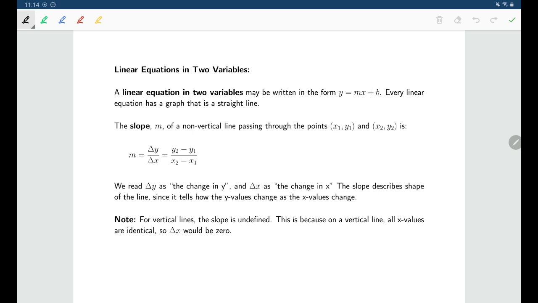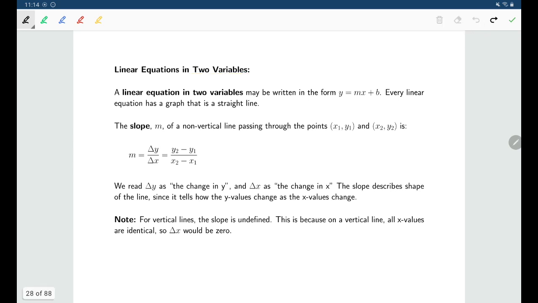Welcome back. In this video, we're going to be talking about linear equations in two variables, which are equations of straight lines. Just a reminder that when we say linear equations, we're talking about equations where the degree is 1. And since it's a linear equation in two variables, then that means each variable has highest power of 1.